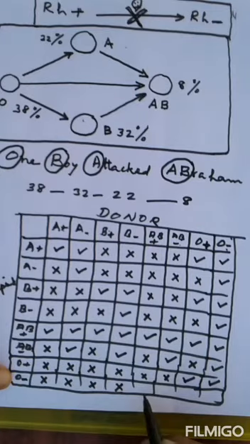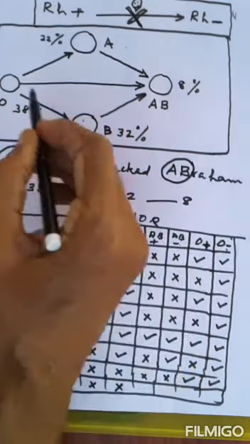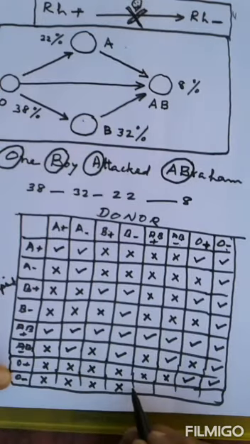Reverse, AB to O minus, that also, from right to left. Right to left is not allowed. Into mark.